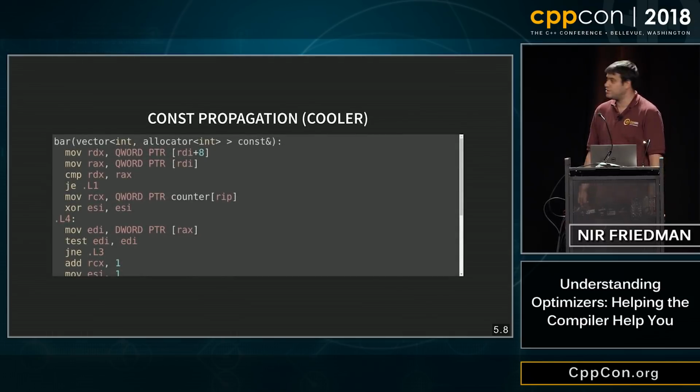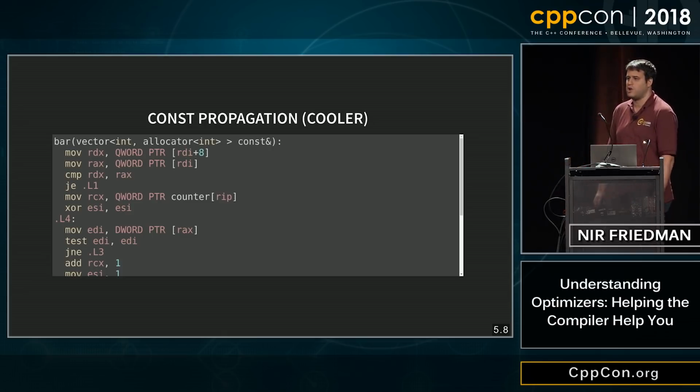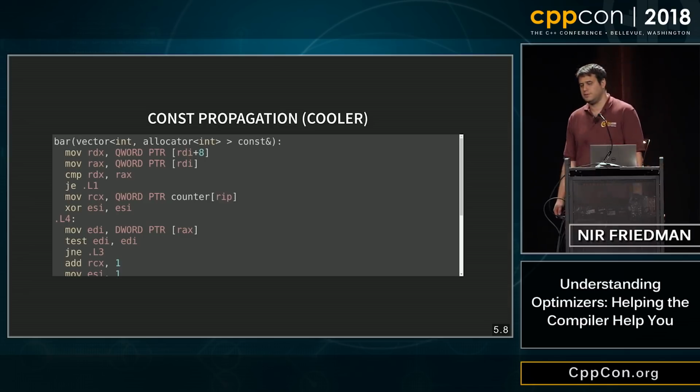So here's the assembly. Unfortunately, it didn't entirely fit on one slide, but if you go through it, you'll see that bar neither calls my for each, nor does it call foo. It just generates a bunch of instructions, okay?